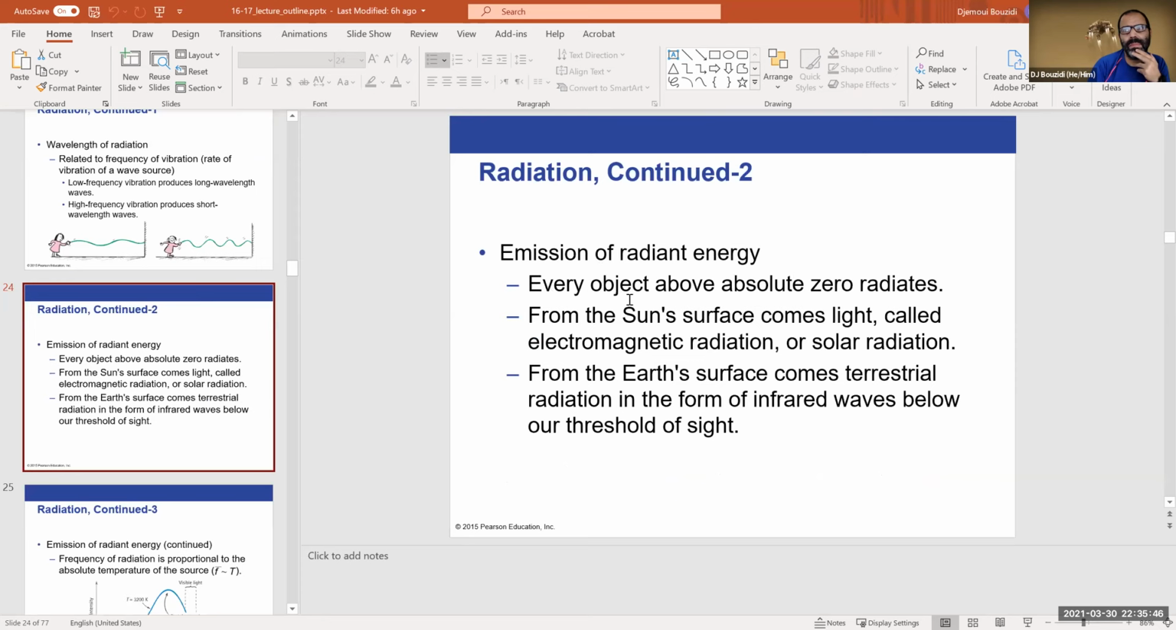Every object above absolute zero radiates, no matter what that is. So if somebody tells you you're radiant today, they are not wrong, regardless of what you think, they are absolutely right. I tell them, yeah, I know, and so are you, okay? Everybody is radiant because you radiate energy, because your body has a higher temperature than most room temperature where you're sitting.